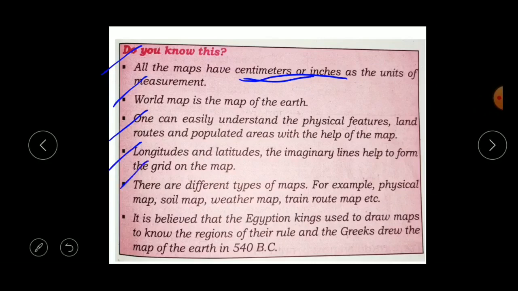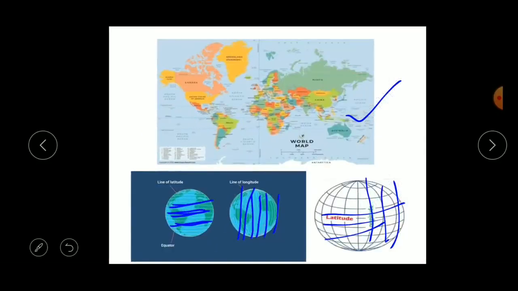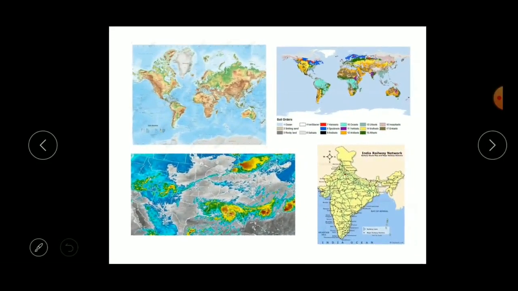Okay, the next point is, there are different types of maps. For example, physical map, soil map, weather map, train map, etc. Okay, here I will show you. You find different types of maps such as the physical map of the world, soil map of the world, weather map, and the train route. This is the train route map of India. Okay, we find different types of maps.